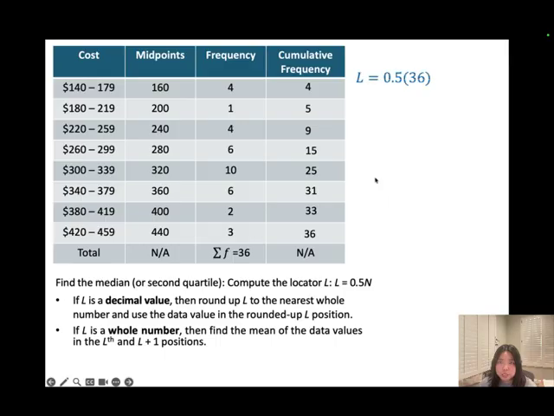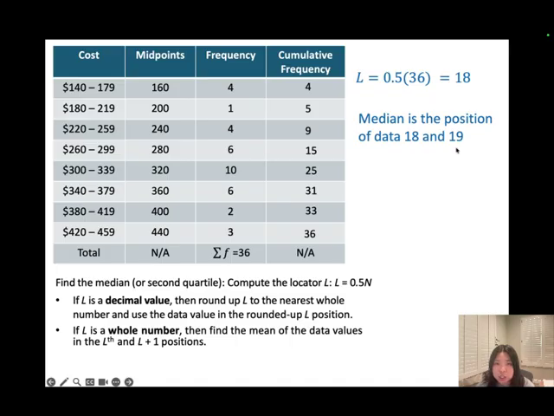Okay, let's try to do this example. L equal to 0.5 times 36, because we do have 36 data here. Use your calculator. That will be equal to 18. And 18 is a whole number, right? Whole number, we're going to follow this part: find the mean of the data values in the L and the L plus 1 position. So I do have 18, meaning I want to find the position of 18 and 19. Median is the position of data 18 and 19.